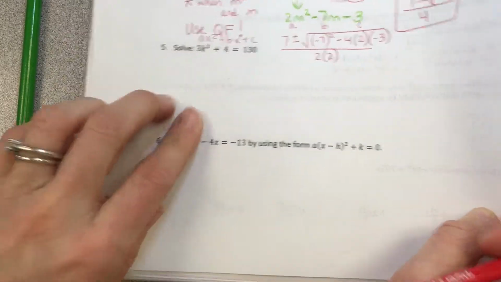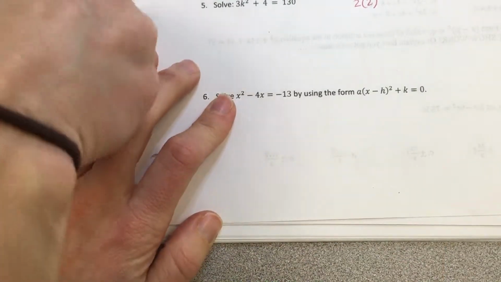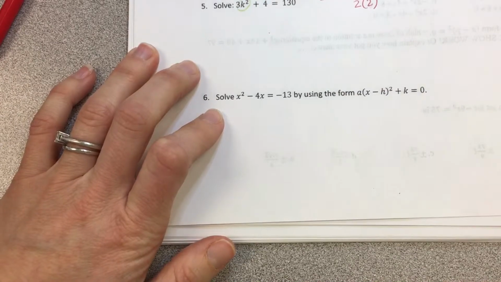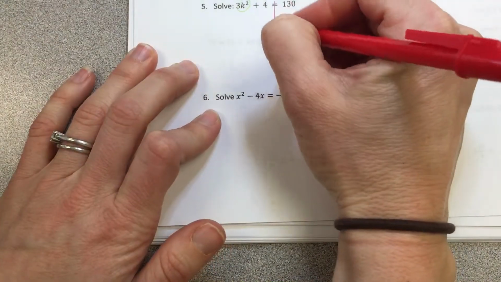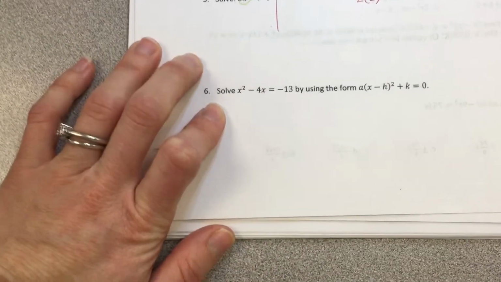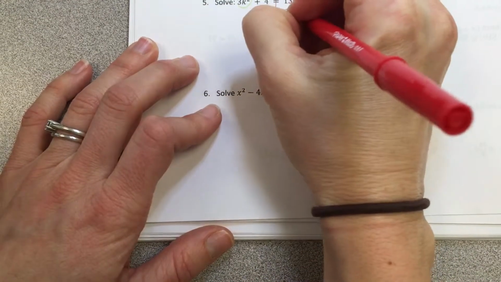Number 5. What do you notice about number 5? How many variables? Just 1. So do you need to do that whole formula? No, you can just draw your line and get it by itself. If there's just one variable, you can draw your line and get it by itself. What number moves first? So I minus 4.